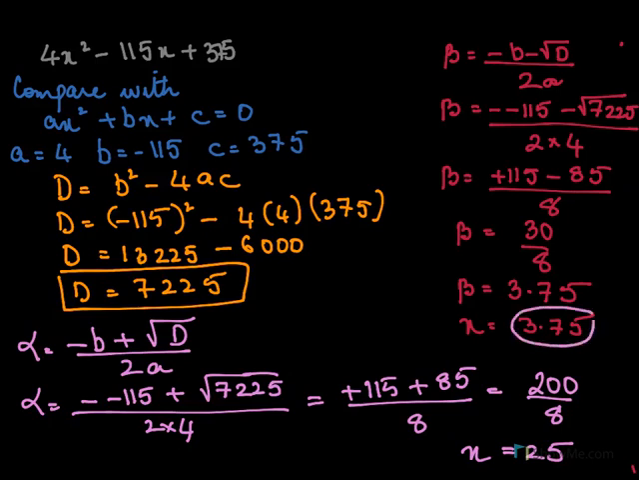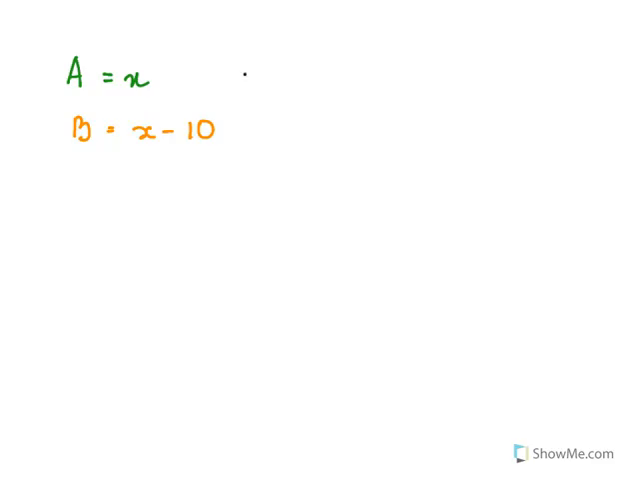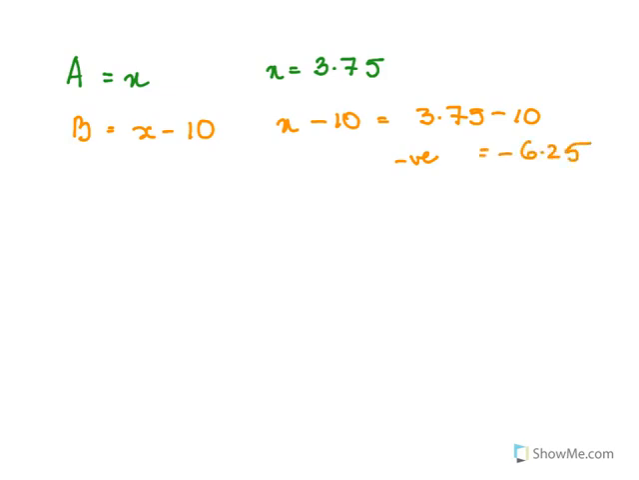Now when we come for x, we also got x equal to 3.75, but that we reject, because I'll explain to you why we reject. Now if we take x equal to 3.75, then for B it will be x minus 10, and we get 3.75 minus 10. We get a negative answer here, which is minus 6.25, and x is our time, the number of hours taken by the tap to fill the tank. So this one we need to reject.